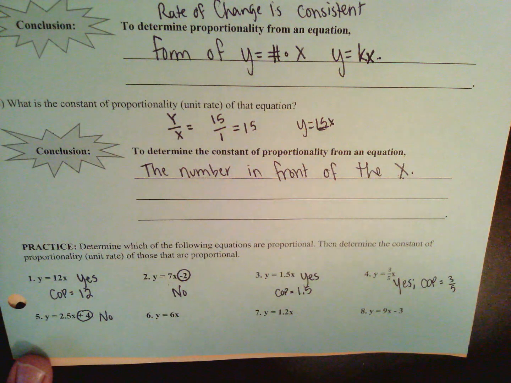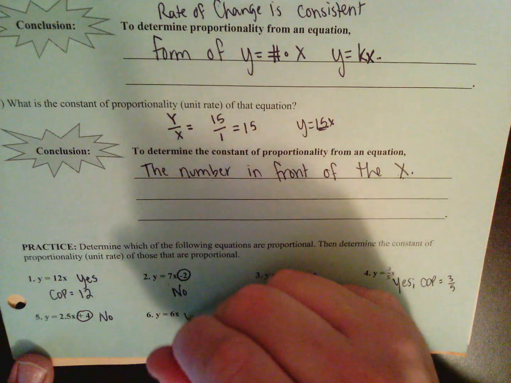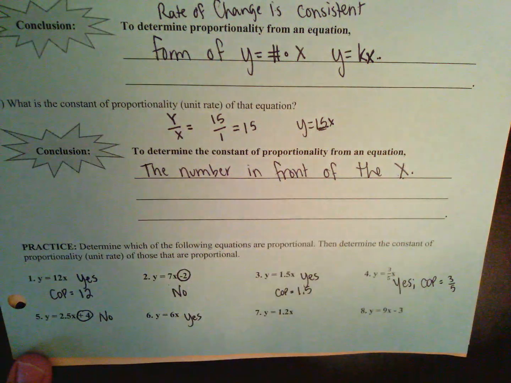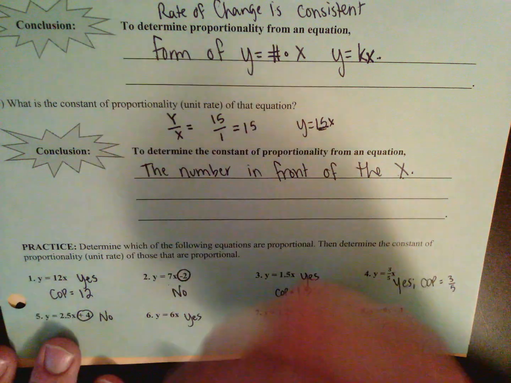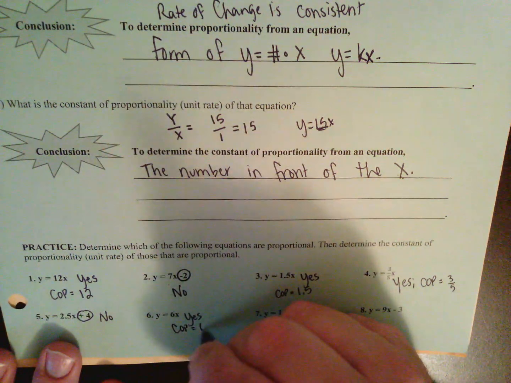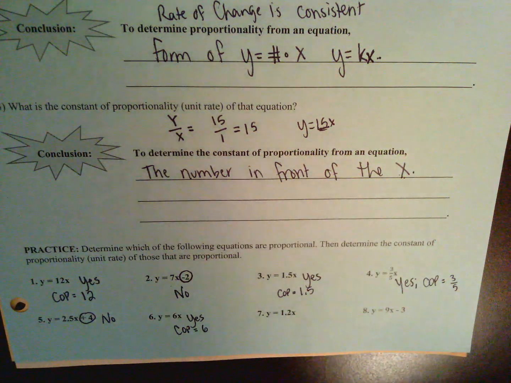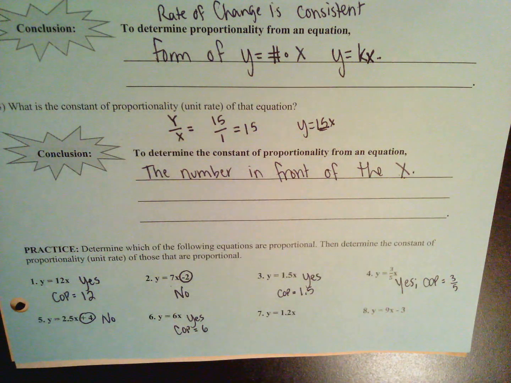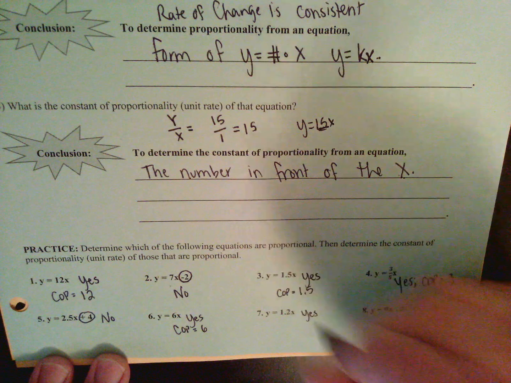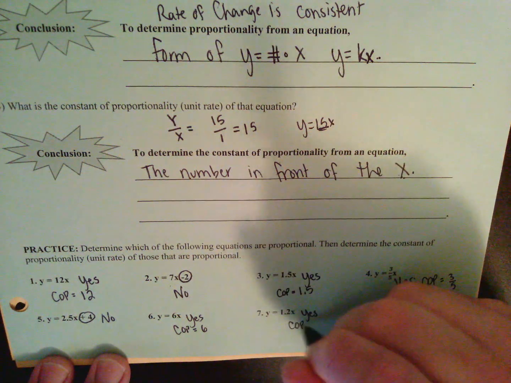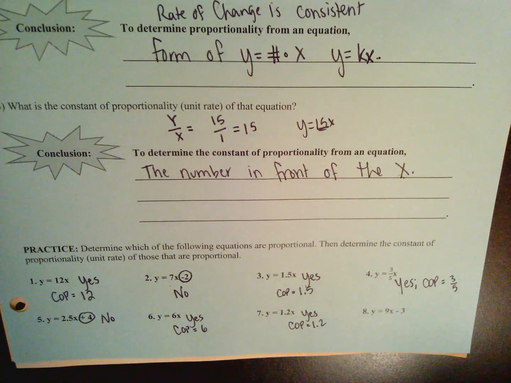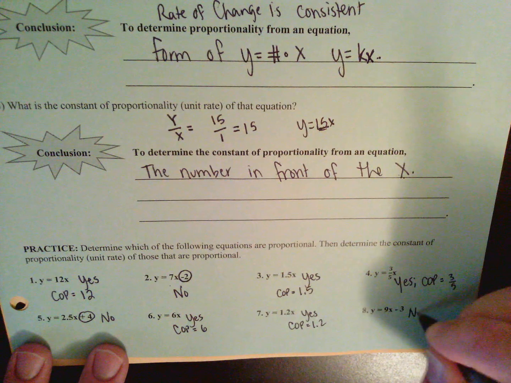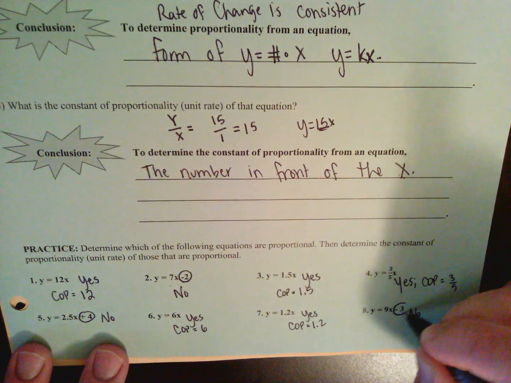Number 6. This one is a yes. It is exactly like the others that are yeses. It's only y equals a number times x. And so my COP ends up being 6. Number 7 ends up being a yes. My COP ends up being a 1.2. Number 8 ends up being a no. And the reason behind that is that minus 3.